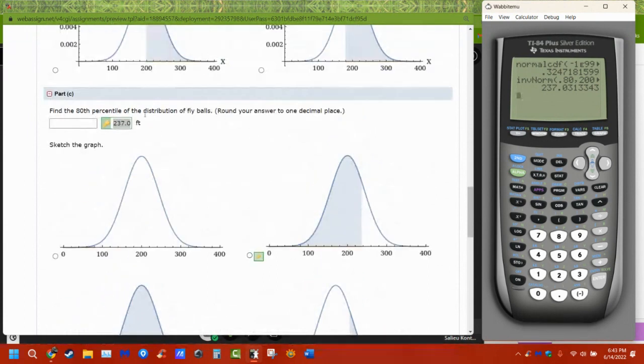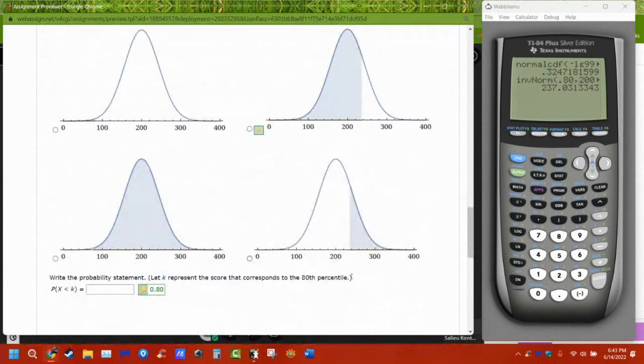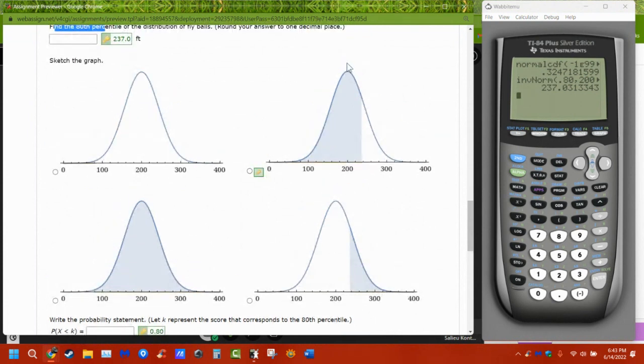Because this says the 80th percentile, that means 80% of the data is below that number. Well, this is the value that has it above that number, and that's only going to be 20%. And this is the value that has 80% below it. So as we can see, this number here is shaded. We can tell at least 50% is here, at the mean. And then we have some space above it.